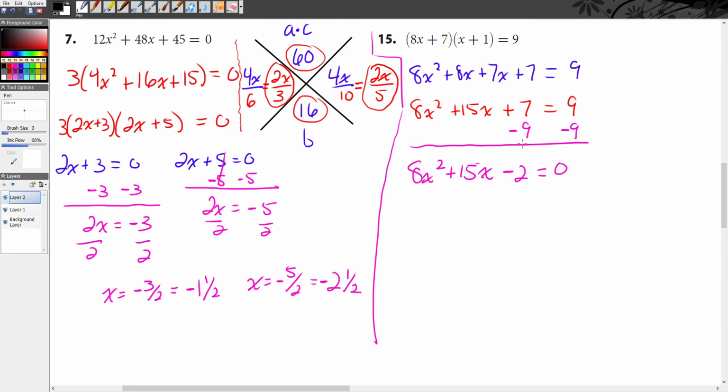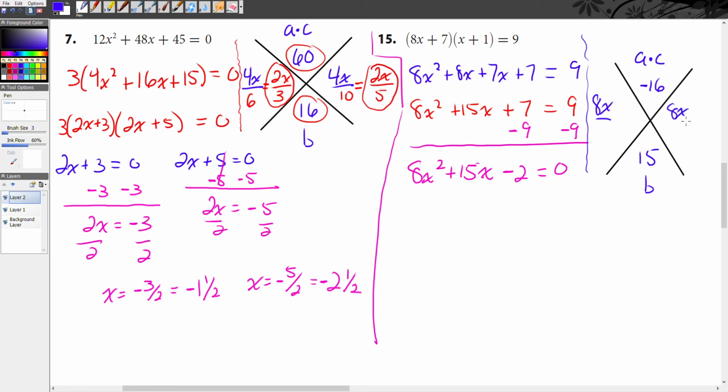So let's go ahead and draw our x for our diamond method. Up top here, a times c, which is going to be 8 times negative 2, that's negative 16. Down here, our b value, which is 15. And over here, our 8x, our fraction with the 8x on top. All right, let's find our denominators.